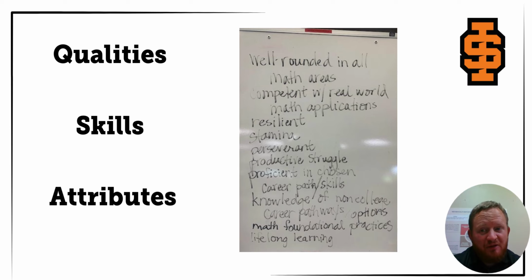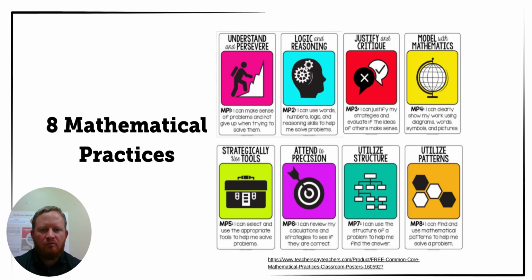Something you may have noticed about the list we created in September when we talked about the profile of a student is that we listed qualities, skills, and attributes. What we didn't list were content standards. This is important as we talk to other stakeholders in our community about what they want from a student and what role math plays in the process of what they want.